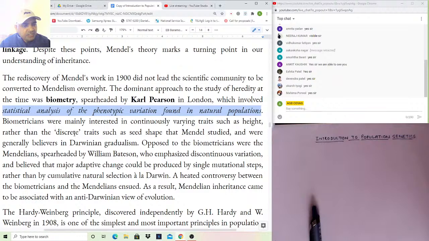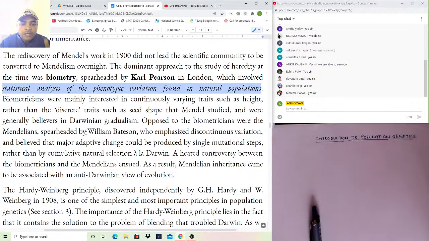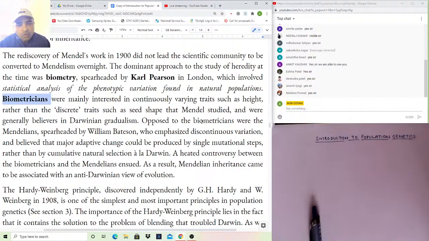Now, biometricians were mainly interested in continuously varying traits. This is very important because these are the traits which are of economic importance, traits like height, rather than discrete traits such as seed shape that Mendel studied. They were generally believers in Darwinian gradualism, rather than the sudden changes that had been proposed by Mendel.